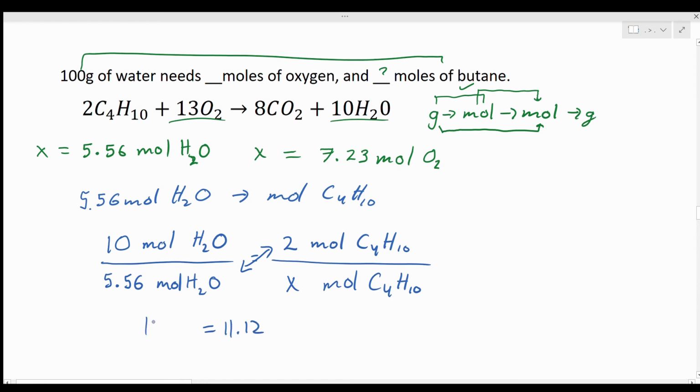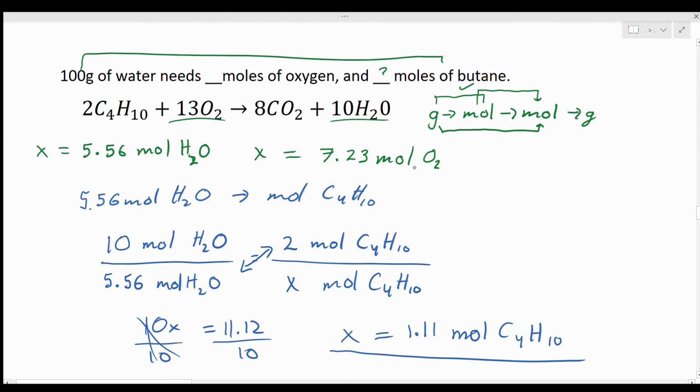And 10 times x is just 10x. Dividing both sides by 10 will give us that x is equal to 1.11, and that we know will be in moles of butane. So in the end, we can complete our sentence here. 100 grams of water needs 7.23 moles of oxygen and 1.11 moles of butane.